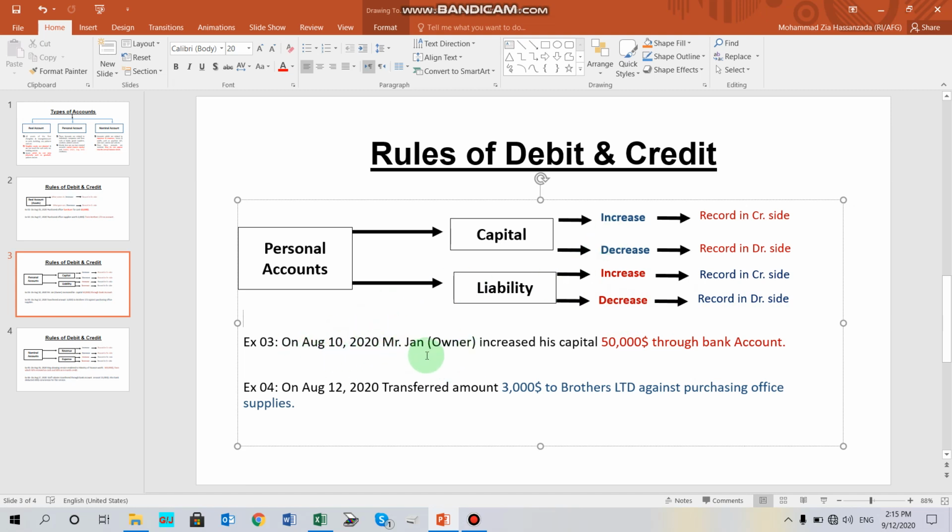On 10th of August, Mr. John, the business owner, increased his capital by 50,000 through bank account. You have to consider that here we have one asset. Bank account, which is one of our assets, is increasing by 50,000 and we should record it in debit side. From the other side, our capital is increasing by 50,000, we have to record it in the credit side.